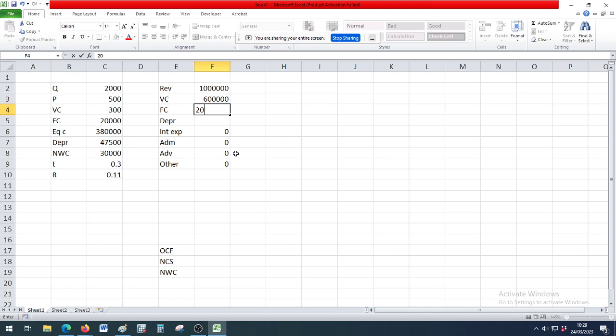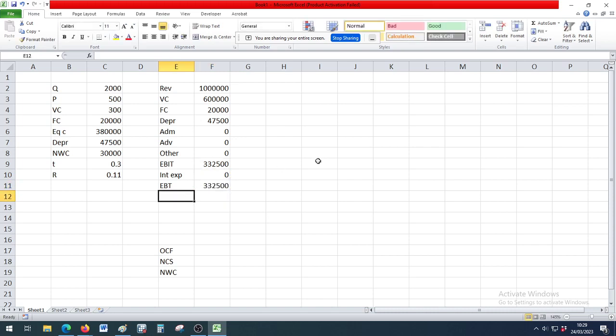So let's have it so that we're all on the same page in case you see that on the exam. Fixed costs, 20,000. Depreciation, where is it? 47,500. Okay. Let's put the interest expense over here because revenue minus all costs except interest will give us EBIT, earnings before interest and tax, right? So that's revenue minus all costs except for interest expense. Then EBT, earnings before tax, right, is EBIT minus interest expense.